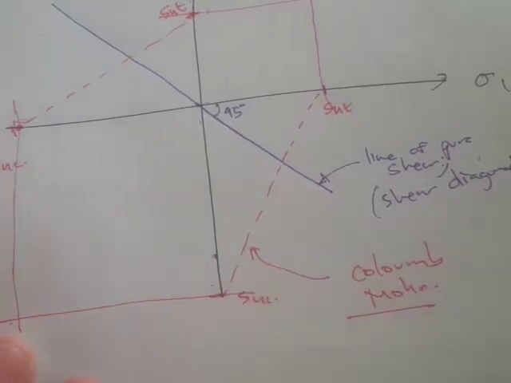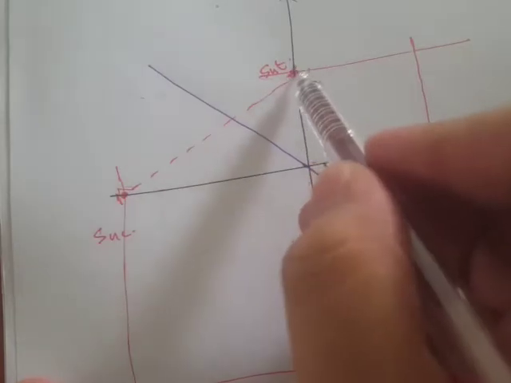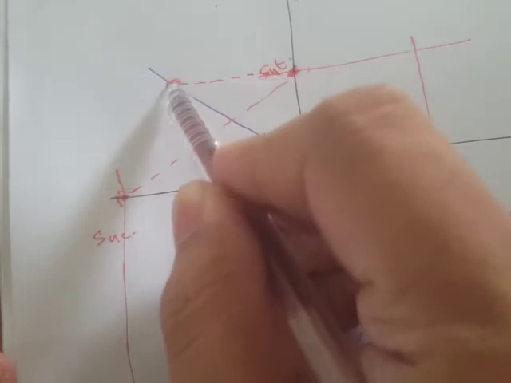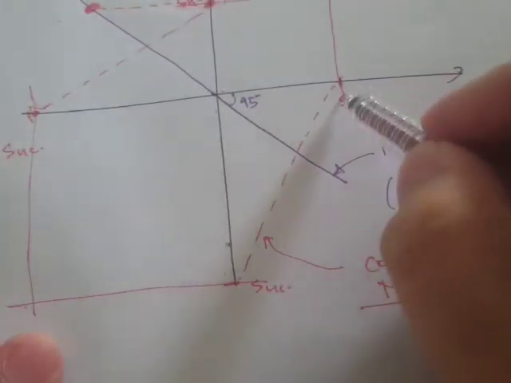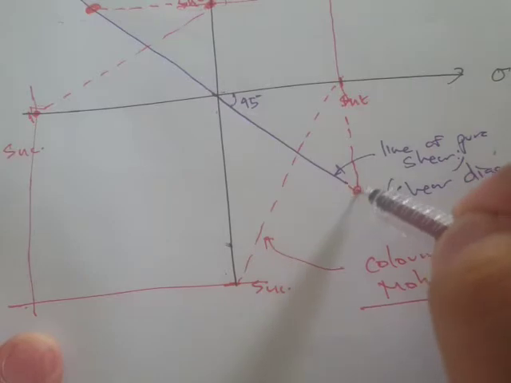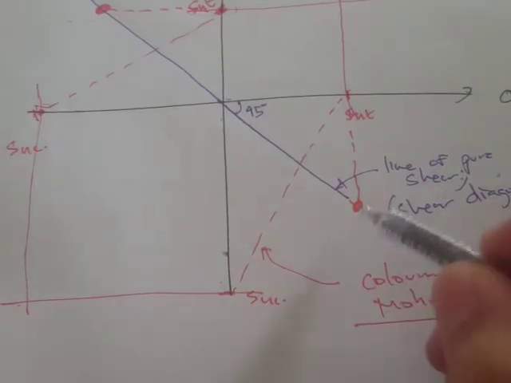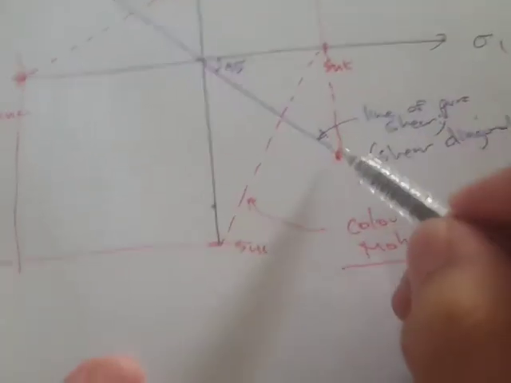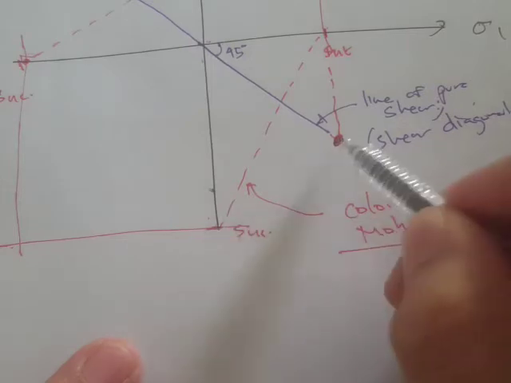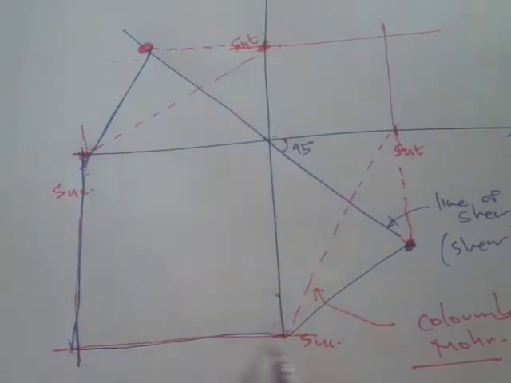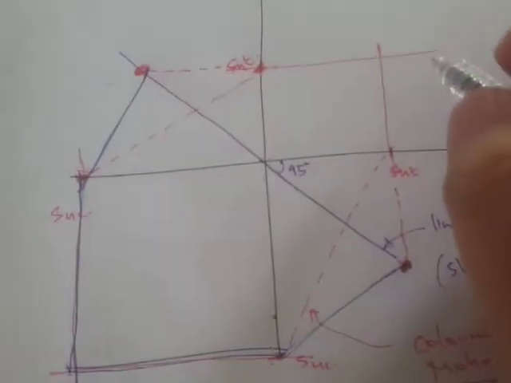Okay, so the modified Mohr theory actually extends this SUT right here to this point, and this one also extends to this line, and from that point, it is connected to the ultimate strength in compression. Okay, so that's why it's called modified Mohr theory. Okay, so now we'll have this failure locus line that looks like this.